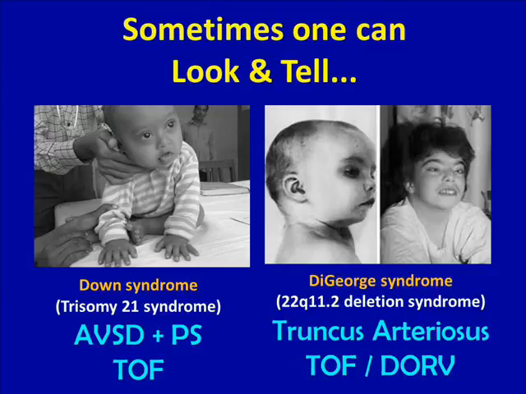For example, Down syndrome, trisomy 21, patients have atrioventricular septal defect with pulmonary stenosis or can have TOF. In DiGeorge syndrome, 22q11.2 deletion syndrome, the patients have truncus arteriosus or could have tetralogy of Fallot or DORV.